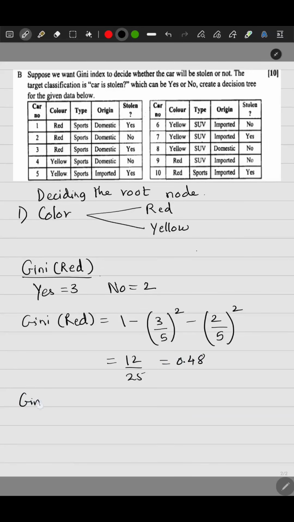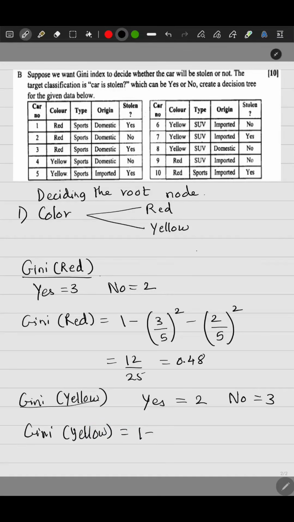Similarly, calculate Gini of yellow. You will find that 2 yellow cars have been stolen and 3 yellow cars have not been stolen. So Gini of yellow will be 1 minus, again it's the same value. I need not even calculate, but see, 1 minus (2 by 5) squared minus (3 by 5) squared, that will also be 0.48.